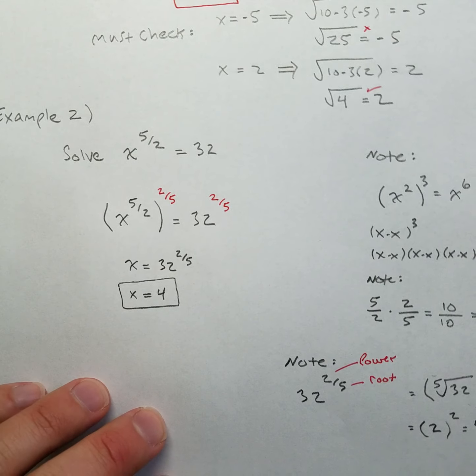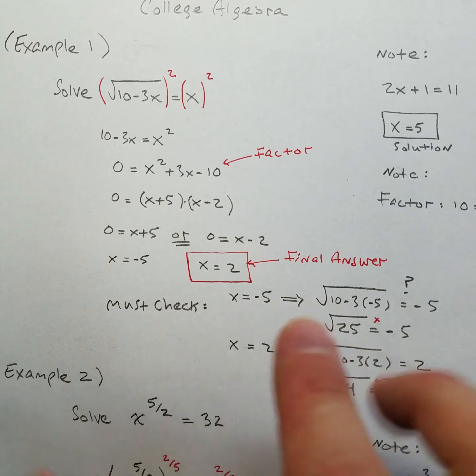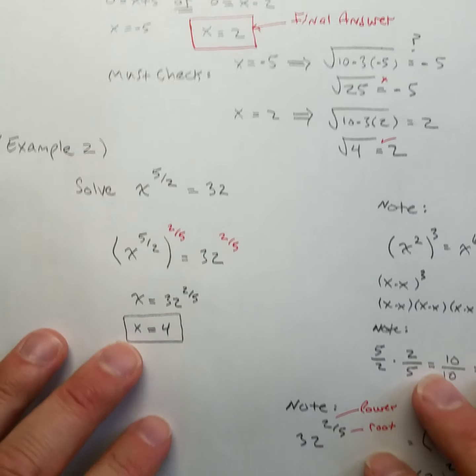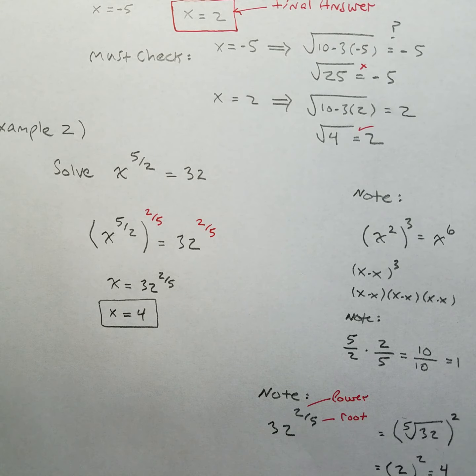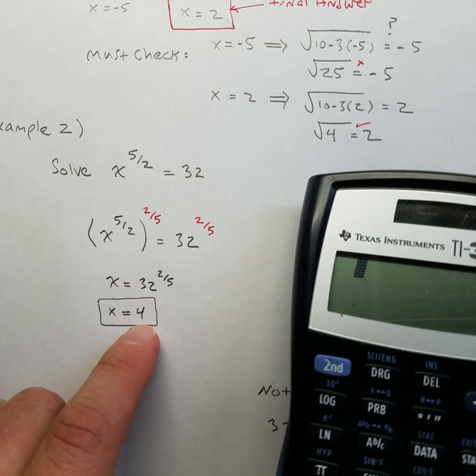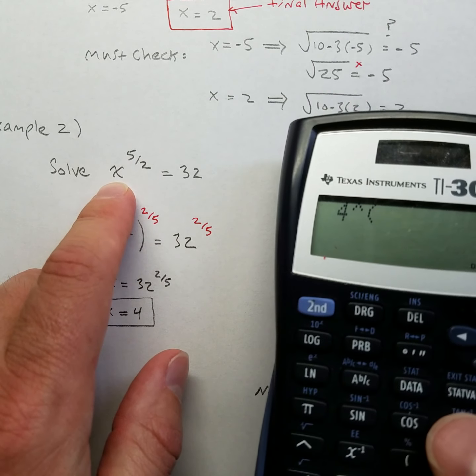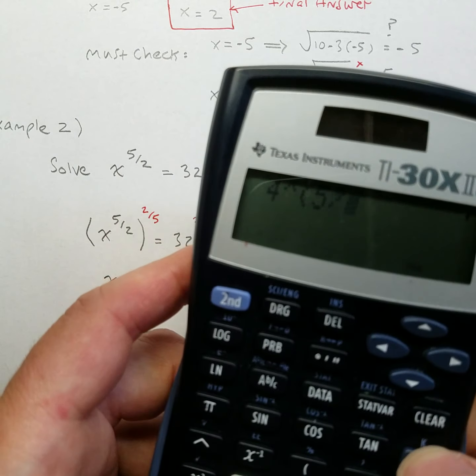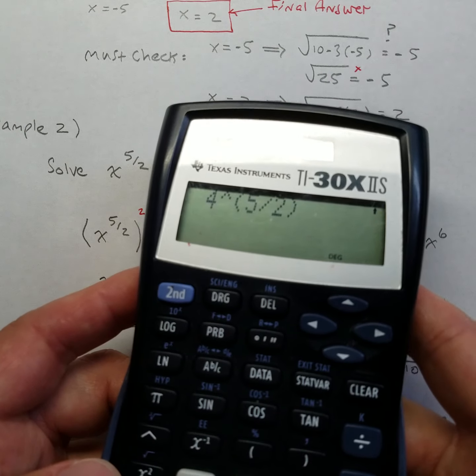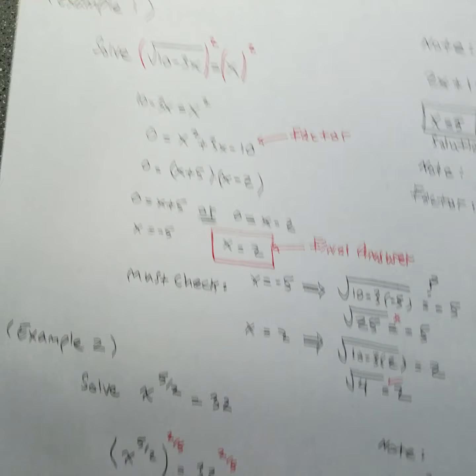Now, in this kind of problem up here, checking it is a must, because you square both sides. You have to check it. Here, if you do it right, you don't have to check it, but it doesn't hurt. Why not? Let's try it. The answer's supposed to be 4. So I'm going to take 4 and raise it to the power, putting it in that original equation: 4 to the power 5 over 2. And I get 30... it must be right. I get 32.